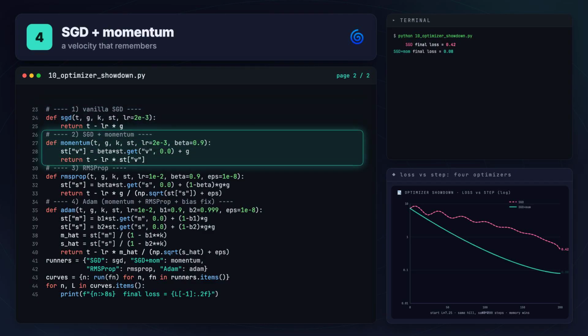Momentum: carry a velocity v, decay it by beta 0.9, add the gradient. v equals beta times v plus g, then theta minus equals LR times v, same LR of 2e-3 as plain SGD. The only change is the remembered velocity. The cross-canyon components in v cancel over consecutive steps. The down-canyon component accumulates. Final loss 0.08.